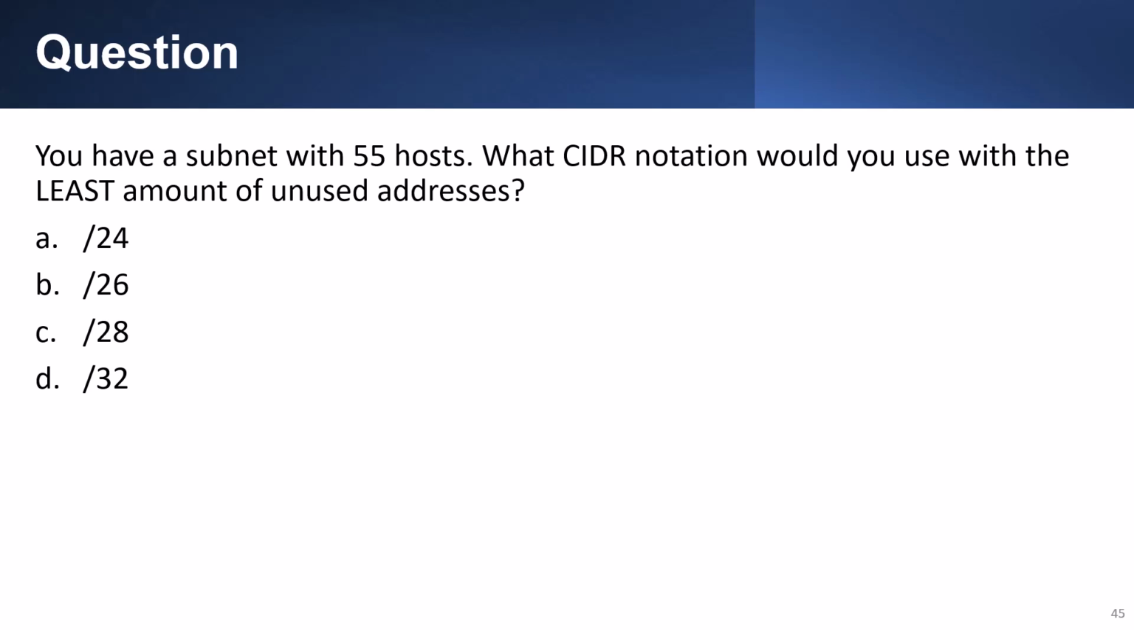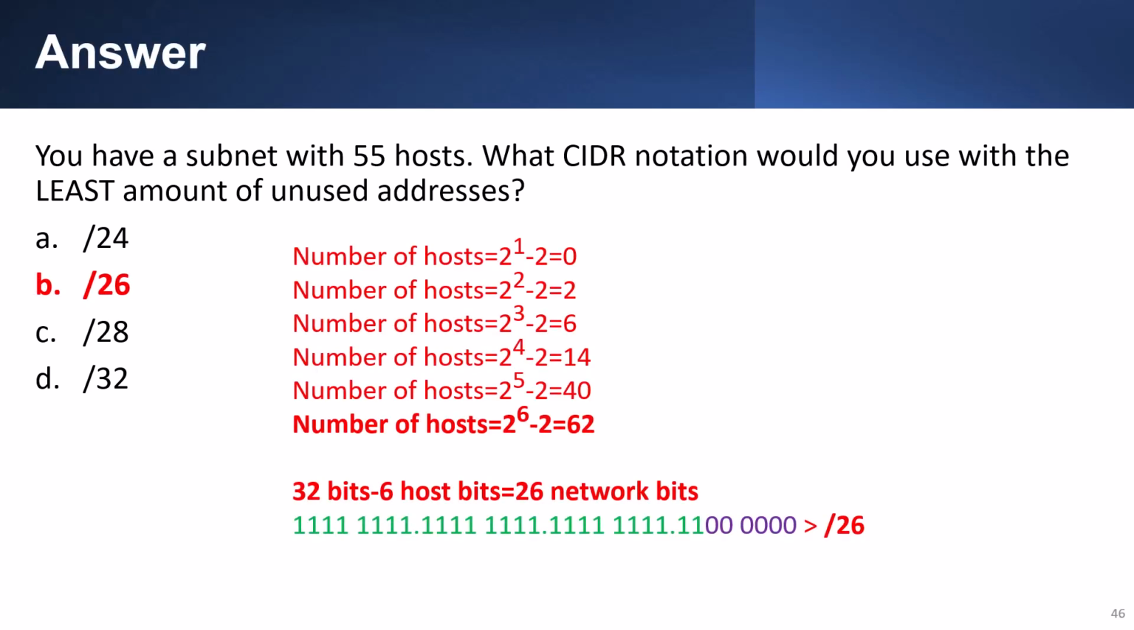Question. You have a subnet with 55 hosts. What CIDR notation would you use with the least amount of unused addresses? Answer, /26. During our calculations, it would take 6 host bits that will give us up to 62 hosts per subnet. 32 bits minus 6 host bits equals 26 network bits, or CIDR notation /26.